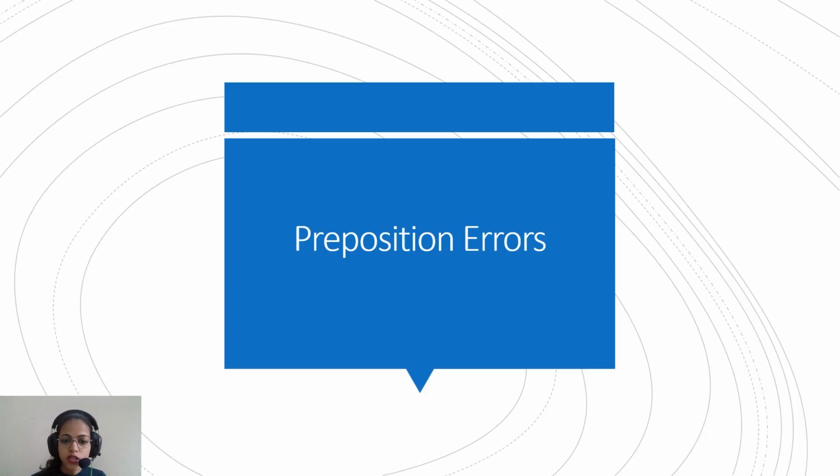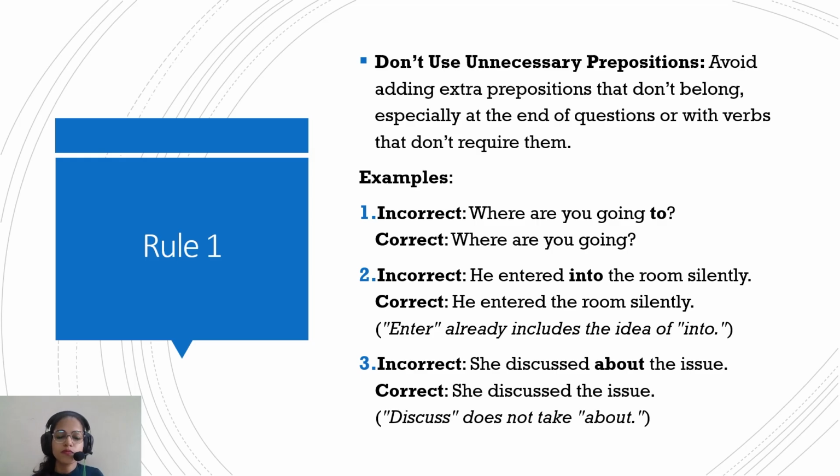Okay. Now let's look at the preposition errors. We have already done prepositions, so I've brought this here for the sake of compilation. We'll quickly go through these. Do not use unnecessary prepositions. Of course, don't do anything unnecessarily. Avoid adding extra prepositions that don't belong, especially at the end of questions, or after verbs that don't require them. So, where are you going to? A very commonly used statement. You don't need to use to.